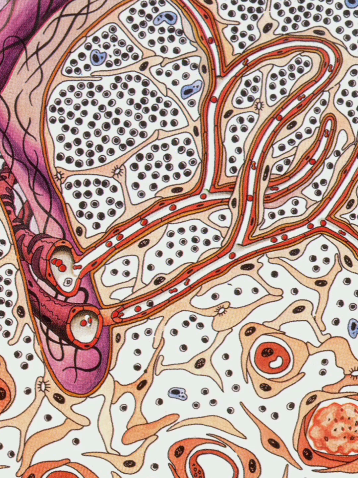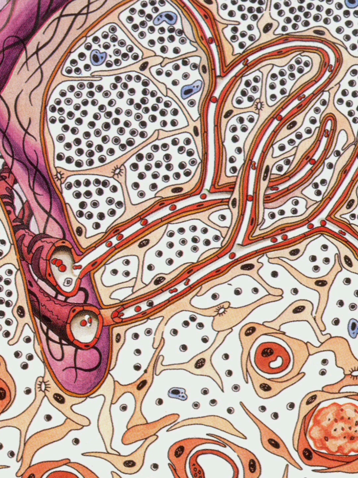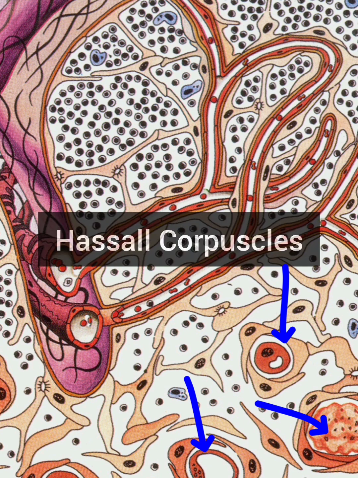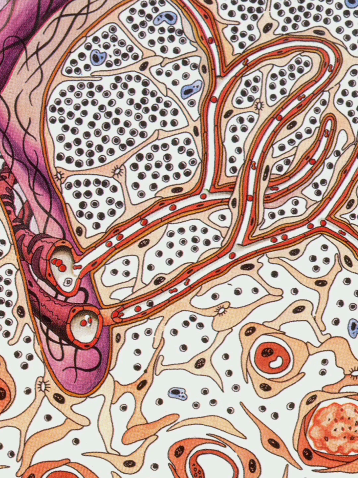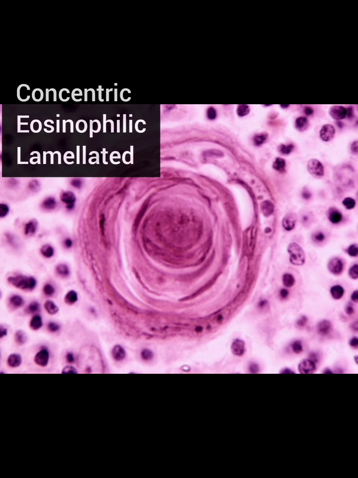This barrier protects the thymic parenchyma from antigens which can take entry from blood. This is how thymus is an antigen-free zone, which is necessary for maturation of T lymphocytes. In the medulla, degenerating reticuloepithelial cells can form concentric lamellated bodies, Hassall's corpuscles. These are features of identification for thymic tissue. This is how they appear: concentric eosinophilic lamellated bodies.